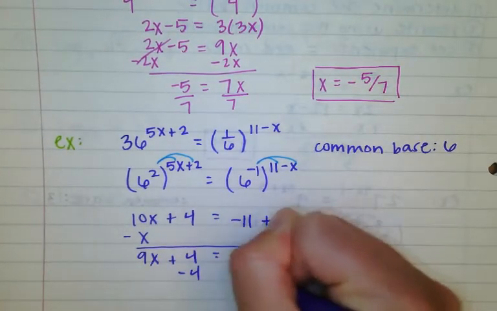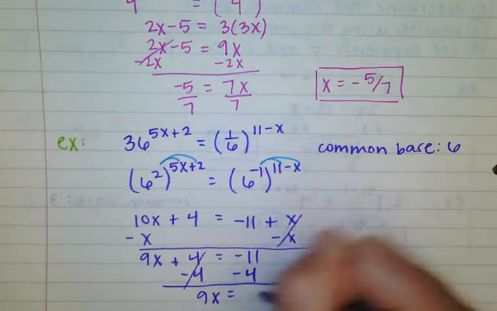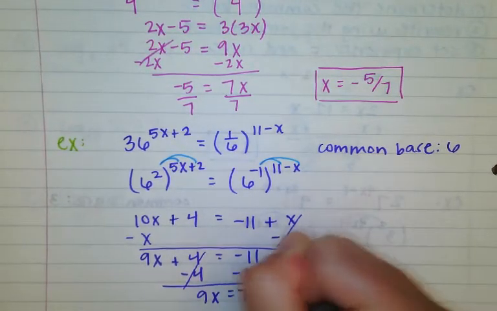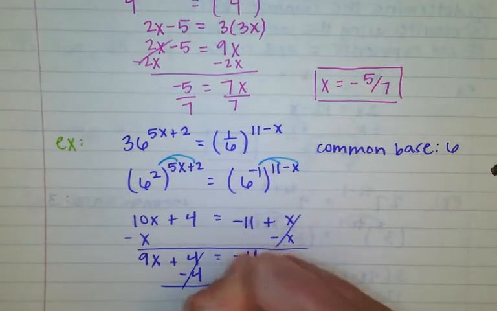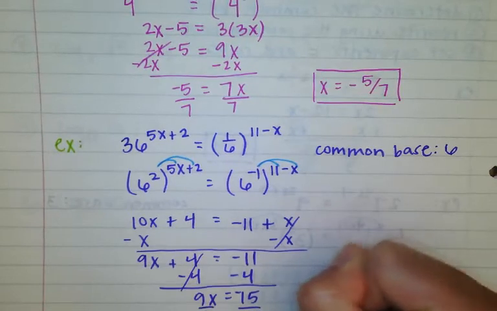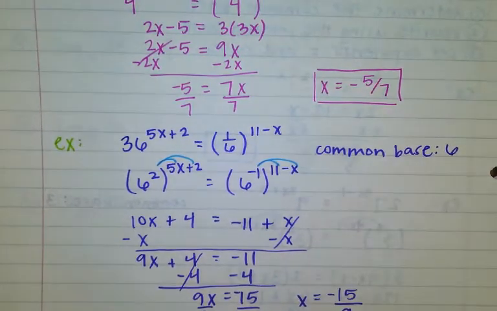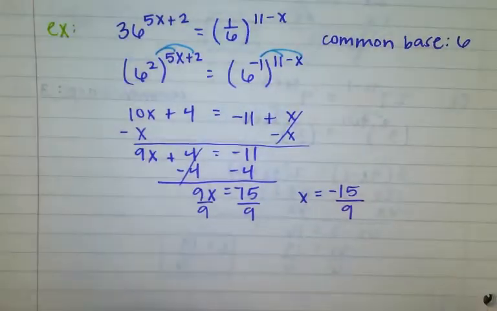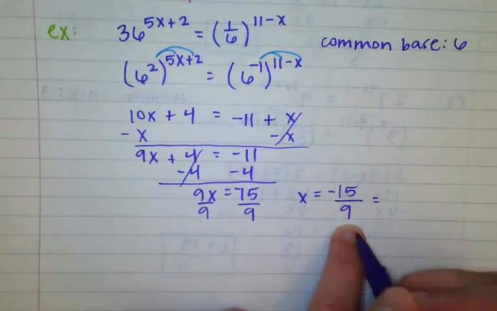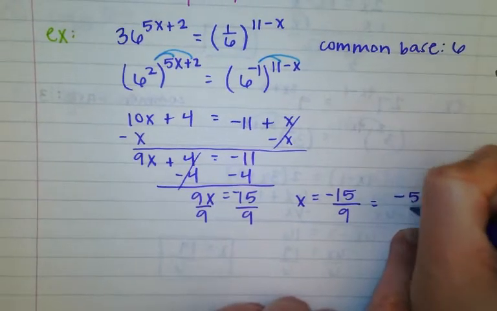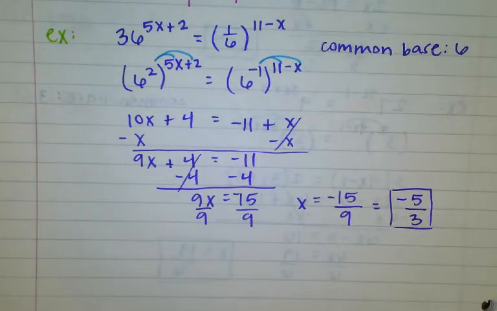And hopefully once you get to this step, you're feeling confident because you're just using your solving equation skills. Alright, so I have 9x equals negative 15. I'm going to divide by 9, so negative 15 over 9. And I do want you to check and see if it can be reduced. 15 and 9 can be divided by 3, leaving me negative 5/3. Awesome.